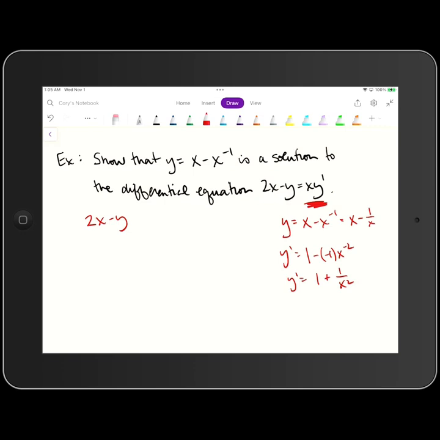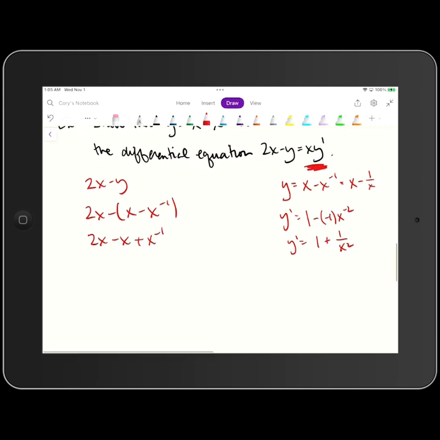Okay, so when we take 2x minus y, this is going to become 2x minus the function y, which is x minus x raised to the negative 1 power. So when I distribute the negative across both terms, we get 2x minus x plus x raised to the negative 1 power. All right, when I combine like terms, 2x minus x gives me x plus x raised to the negative 1 power.